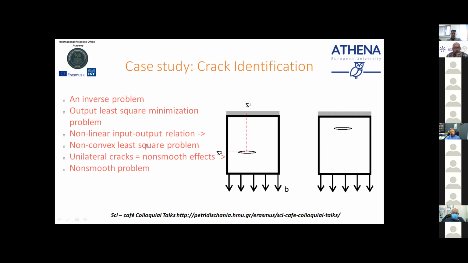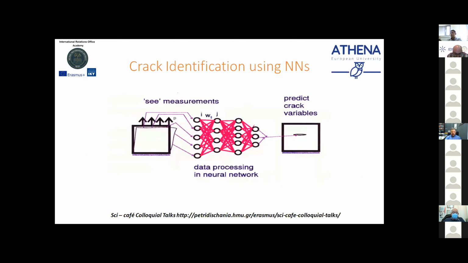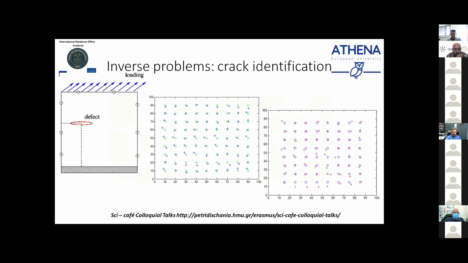That means the least square problem becomes non-convex and multiplicity of solutions may appear. I will show you some pictures later on. This is an artistic interpretation of how the neural network, after training, will give us, by looking at the external deformation, the position, the presence, the size, etc. of a defect.